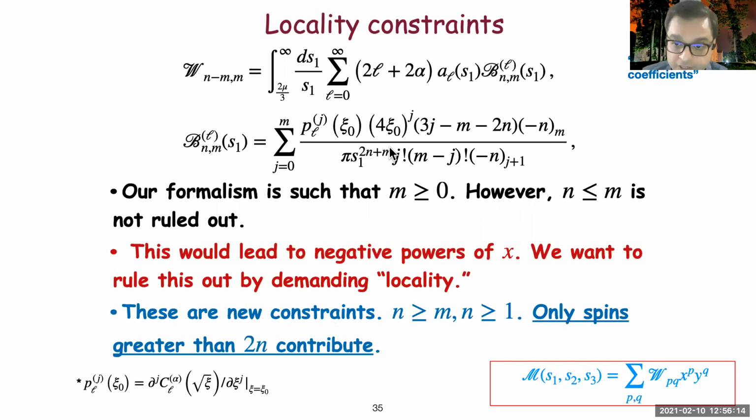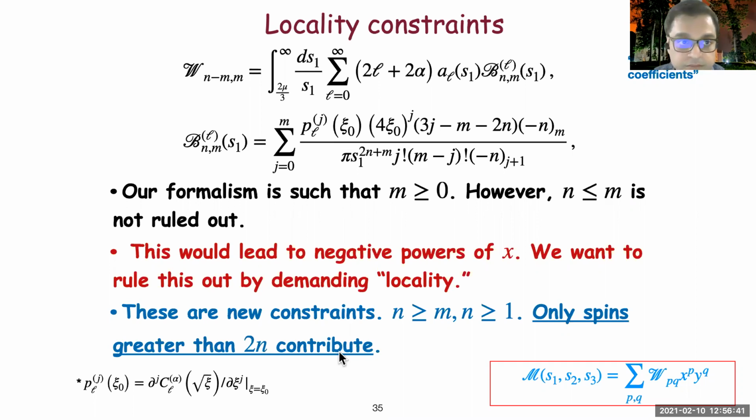And another feature is that in these locality constraints or null constraints, whatever name you want to put, we prefer calling them locality constraints, only spins bigger than 2n contribute. That's an important thing to remember. If you look at these constraints individually, as you change n, n equal to 1, spin 2 contributes, n equal to 2, spin 4 contributes, from spin 4 onwards, and so on.